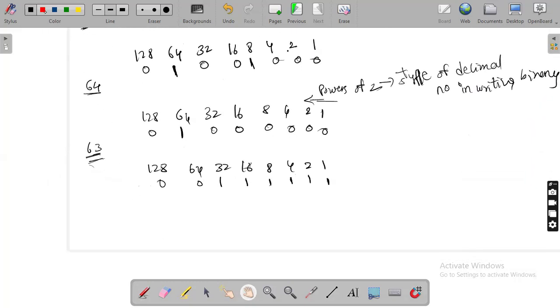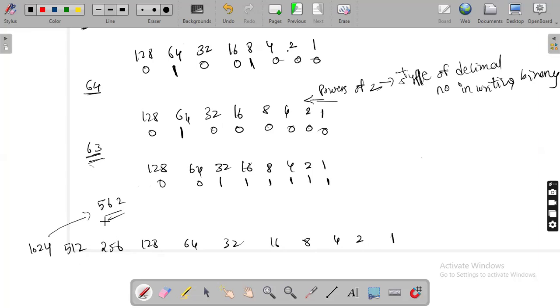Let's take 562. How to write binary for 562? Similar, same like 1, 2, 4, 8, 16, 32, 64, 128, 256, 512. What is the nearest number? After 512, you may write 1024, but not necessary. This number is below 1024, right?